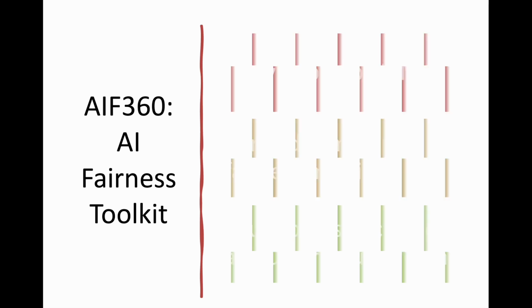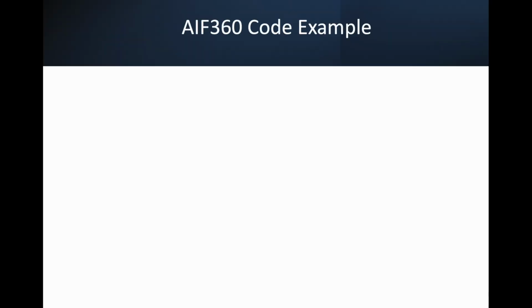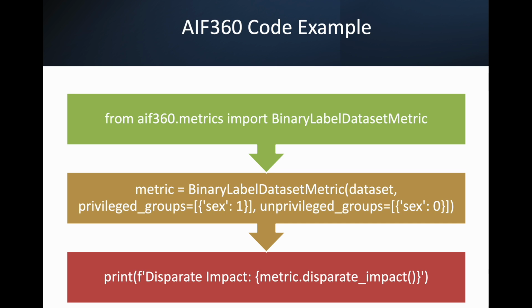Now the other tool is AIF360. This is also a very popular tool for fairness. It is developed by IBM and provides multiple fairness metrics, and it supports both structured and unstructured data. It is a bit more complex than Fairlearn, but it has many features. The AIF360 code we will talk about in the demo. So let's start with the demo.